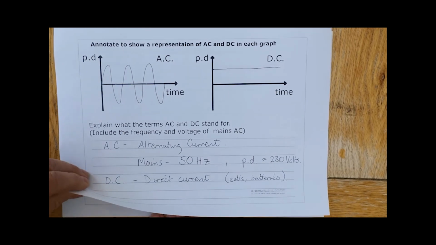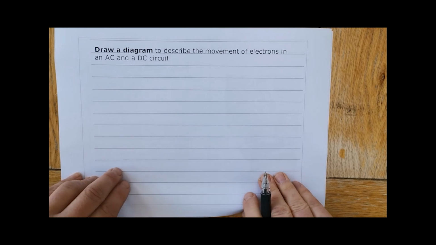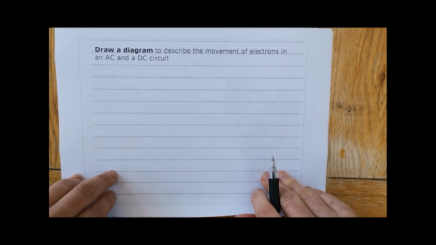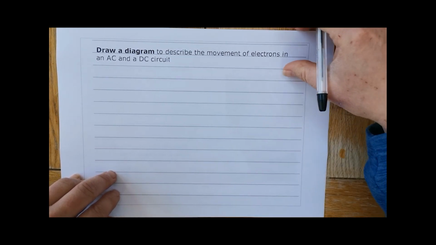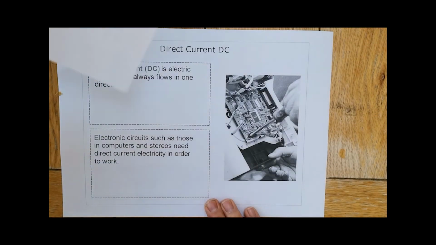Okay, just to finish off this lesson, could you maybe draw a diagram to describe the movement of electrons in an AC? So that's up to you to come up with your own way to represent it, so you remember yourself what was going on in that FET animation.